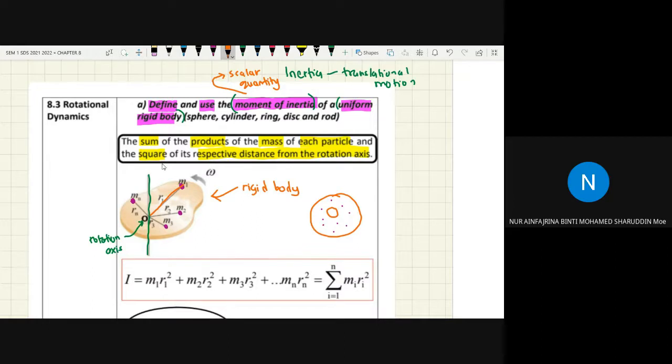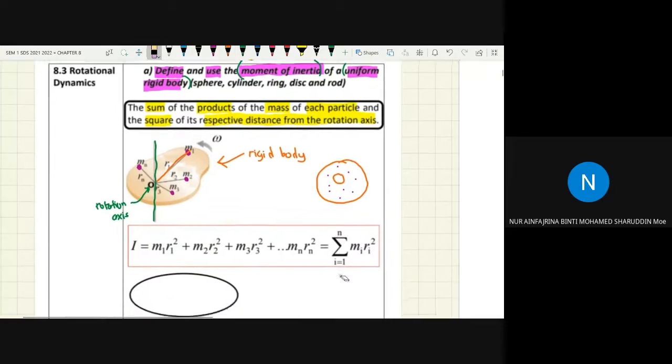Okay, I repeat. Definition of moment of inertia dia adalah hasil tambah. Hasil tambah apa? Hasil tambah products of the mass and also the distance squared. So nampak tak contohnya mass 1 darab dengan distance squared from the rotation axis. Sama juga tambah dengan mass 2 darab dengan distance squared from the rotation axis. So itu maksud moment of inertia.